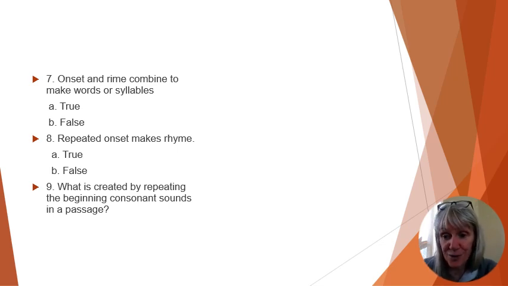This is false. If we repeat those consonant sounds at the beginning of a word, we are actually making something called alliteration. Rhyme, R-I-M-E, is the vowel sound and the ending sound. That is what makes the rhyme, R-H-Y-M-E. Let's move on to number 9.